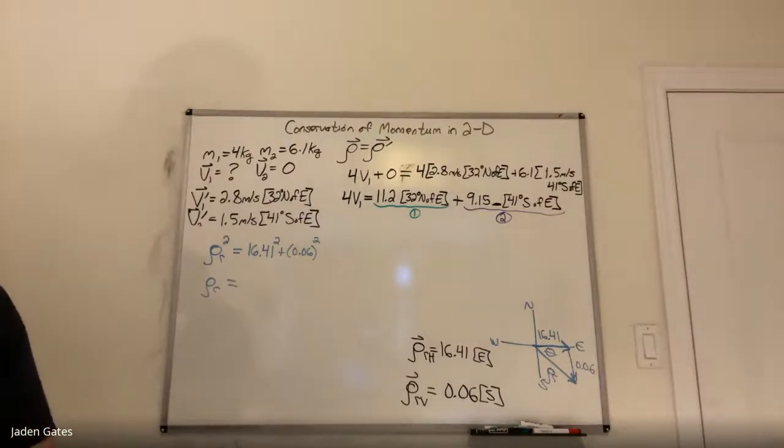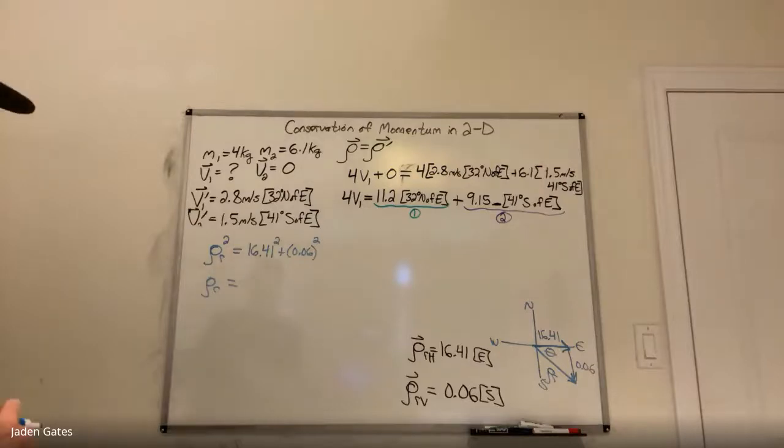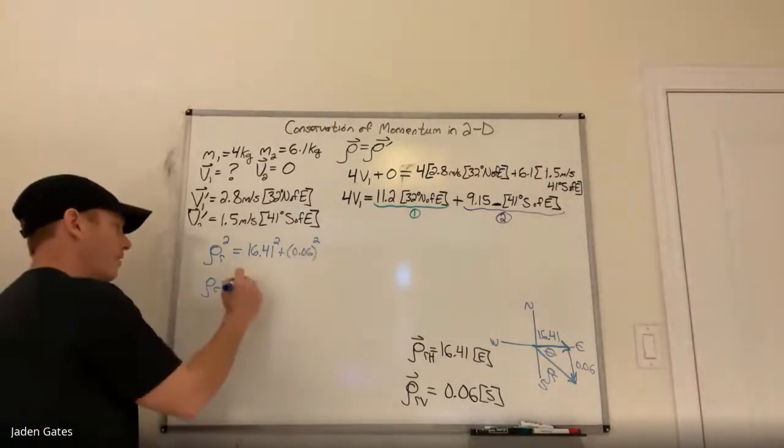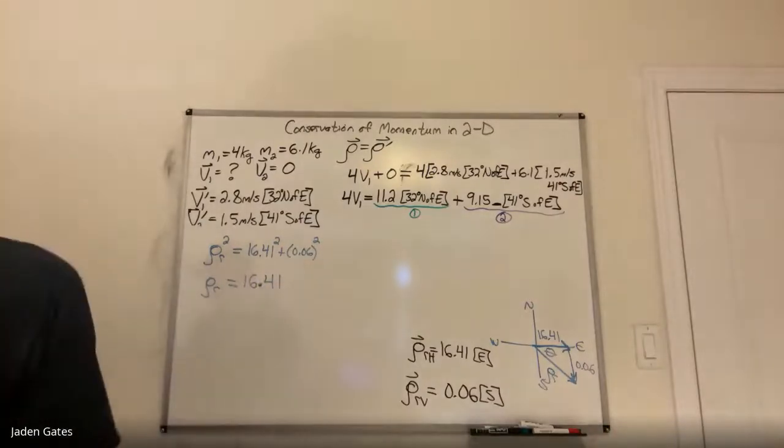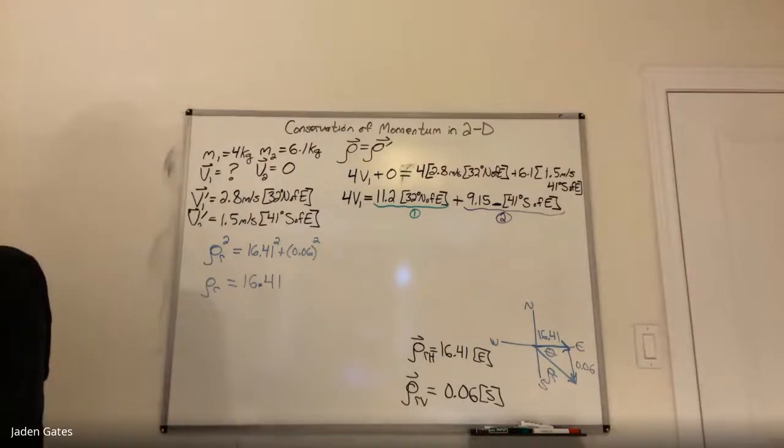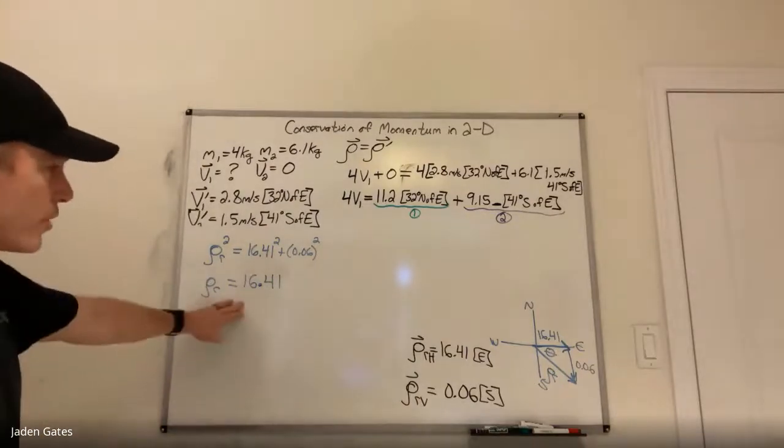Let's see here, to 2 decimal places. So clear. 16.41. Square it. Plus 0.06 squared. Then we square root it. In this case, not much going on there. It's 16.41 because I rounded to 2 decimal places. All right, so there's our magnitude.